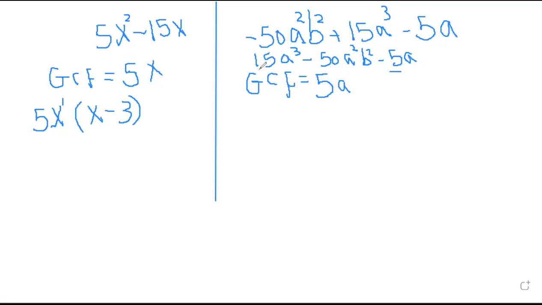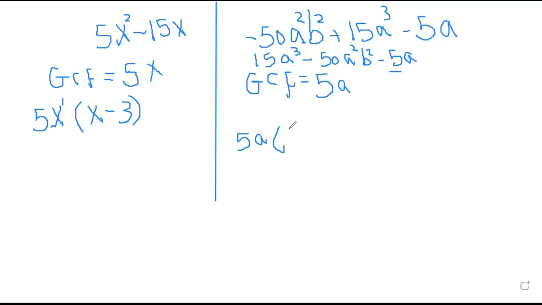After that, b, we have it only in the middle term, but we don't have it in the first term or third term, so we will not use it as a GCF. So after that, we will put 5a outside, and then we are going to divide.